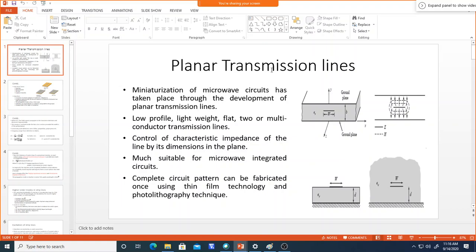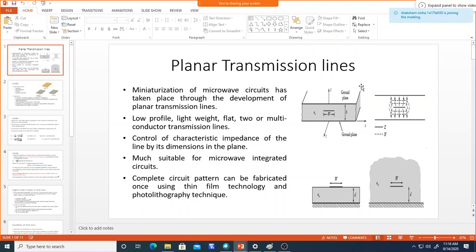By using this planar transmission line, there will be huge development in the miniaturization of microwave circuits. That means you need not go for soldering, or even for lumped elements at all. You can realize it with transmission line parameters and transmission line metallic portions, so that other microwave circuits can also be integrated in the same PCB, in the same substrate material. That is one of the advantages.